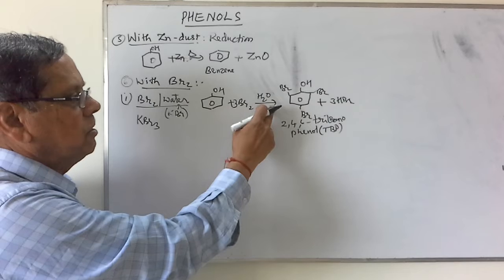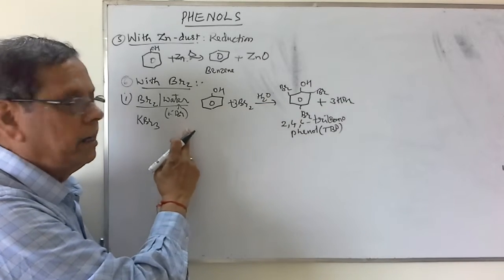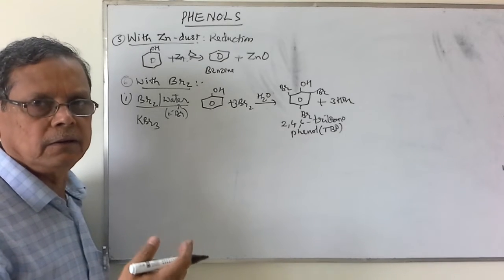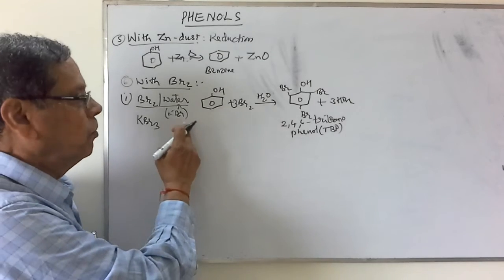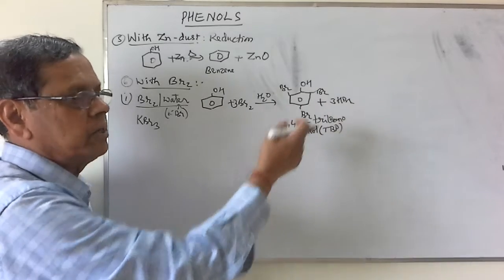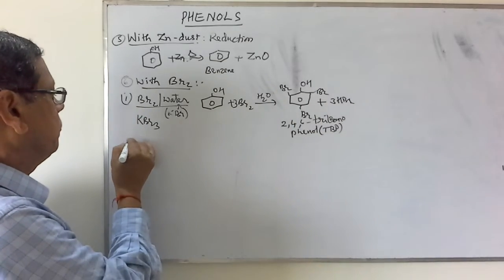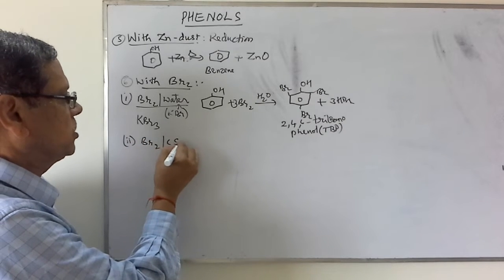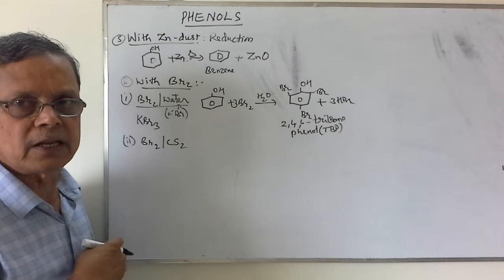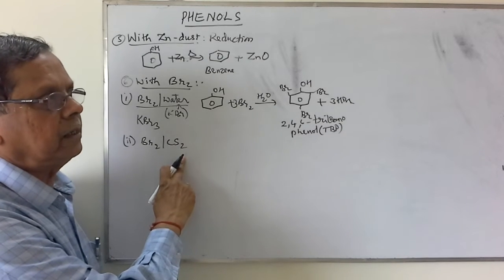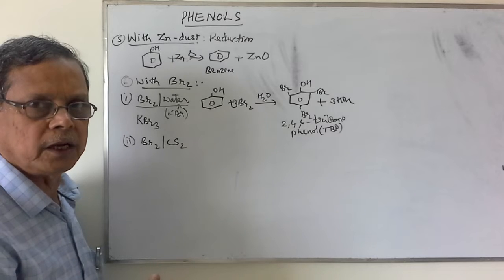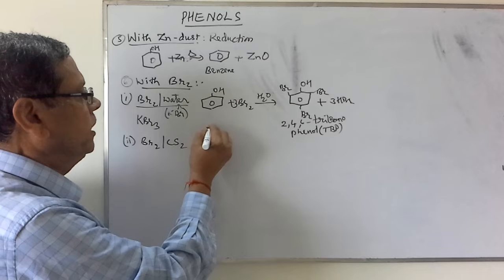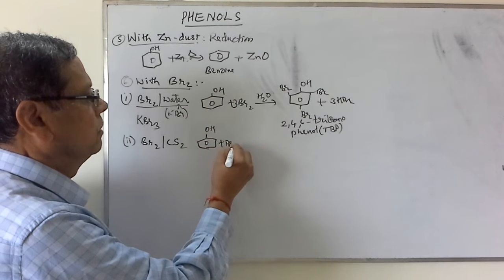Remember, when bromine is dissolved in water containing potassium bromide, it is highly polarized. That's why the electrophilic attack will be easier, and all 3 positions will be substituted. But when we use bromine in carbon tetrachloride or carbon disulfide as a solvent, these are non-polar solvents. So bromine will undergo reaction only at either the ortho or the para position.